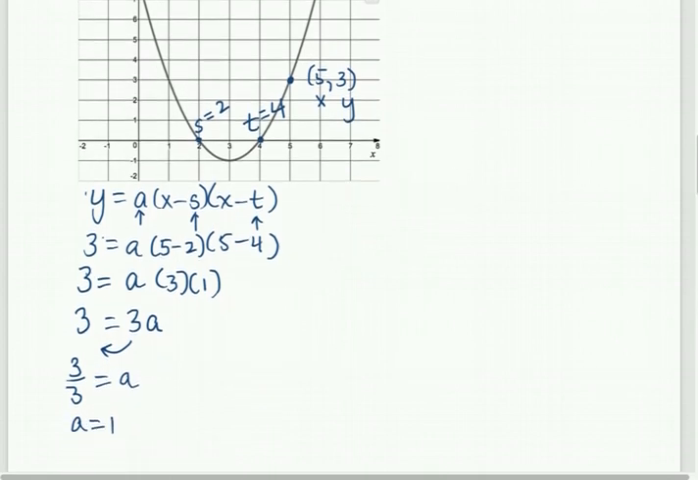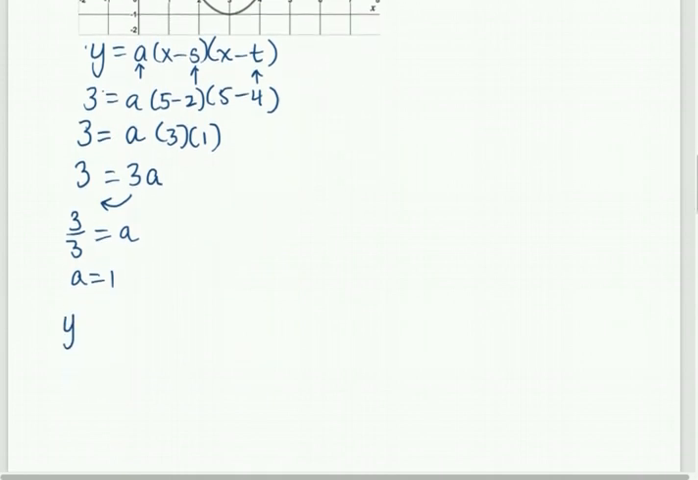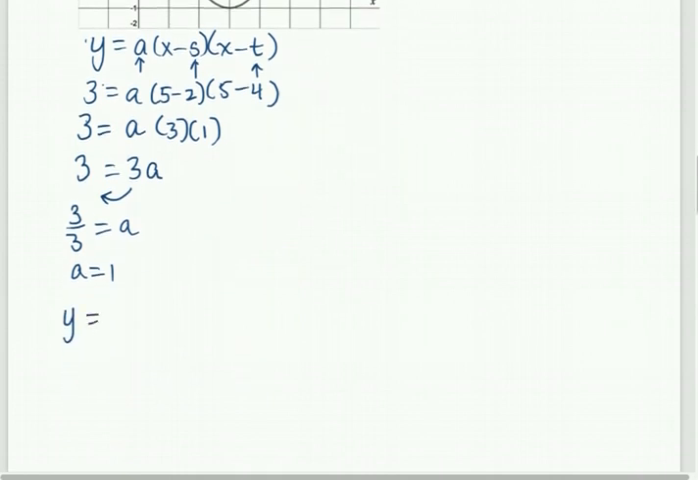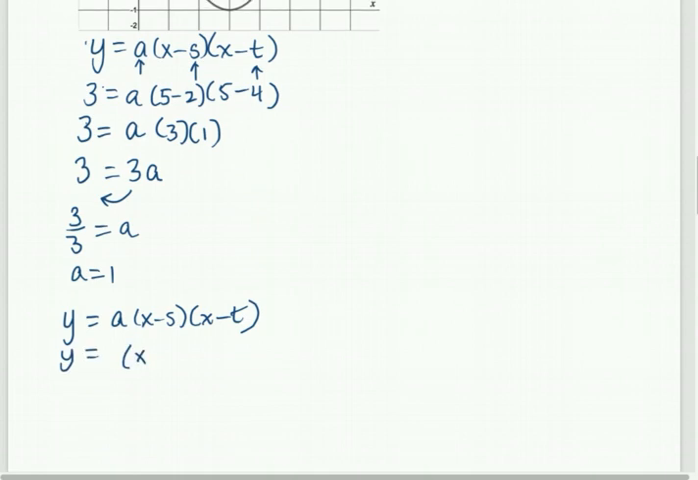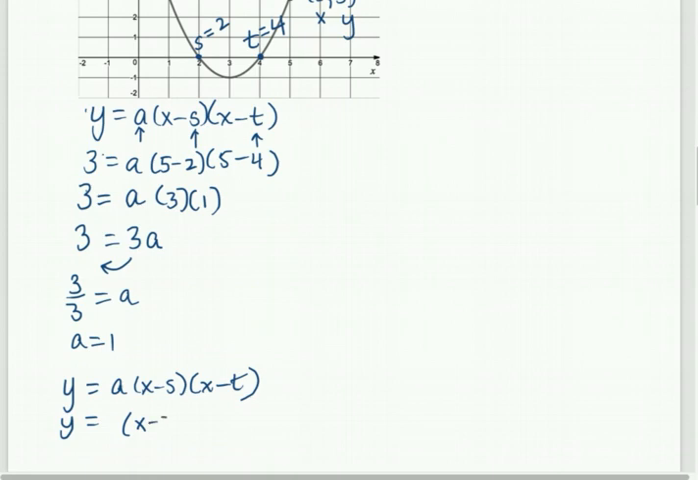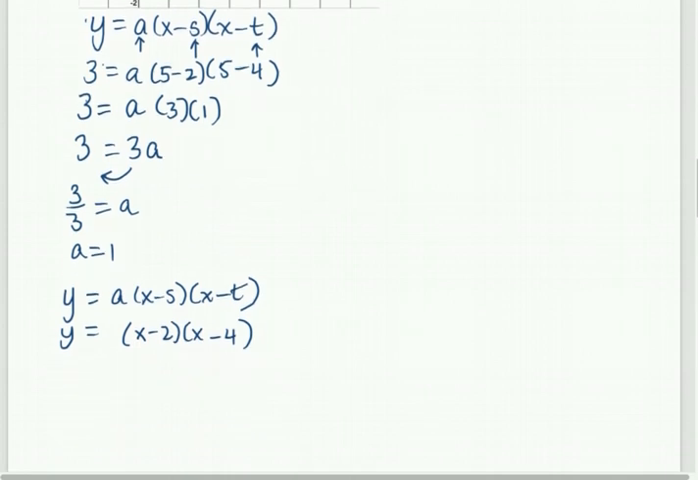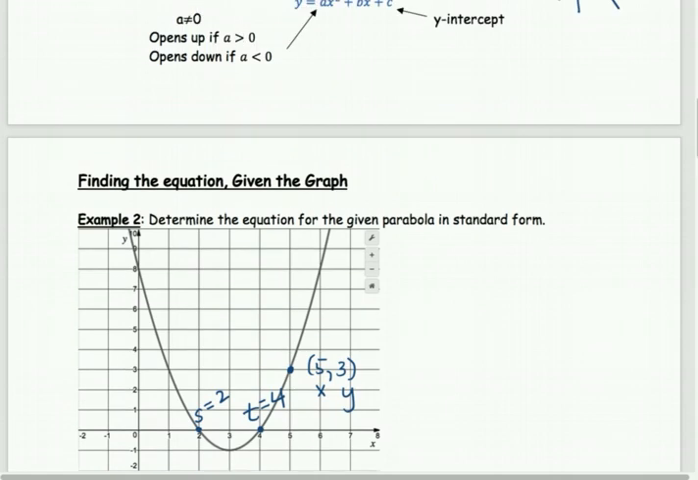Okay, all right, so then your general equation for your factored form will be, so a is 1, so we don't write anything, x subtract 2, x subtract 4. Okay, and that is your factored form. Okay, but that's not what the question wanted. It wanted you to find an equation in standard form.